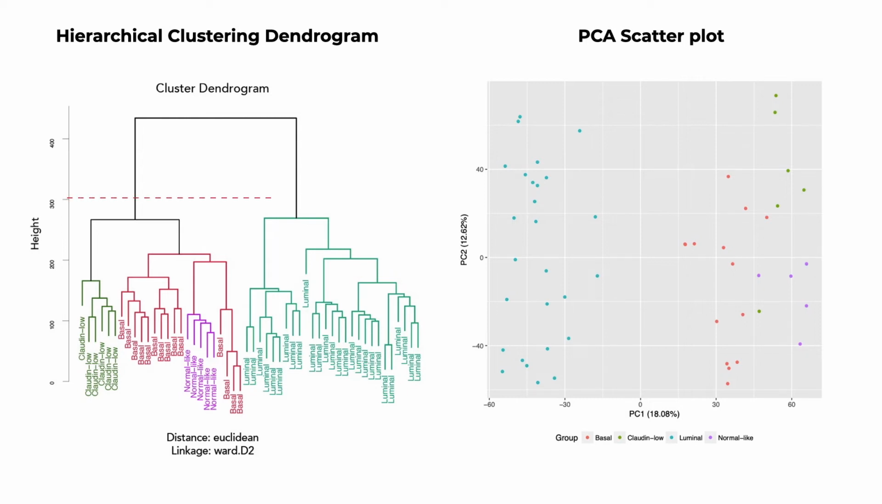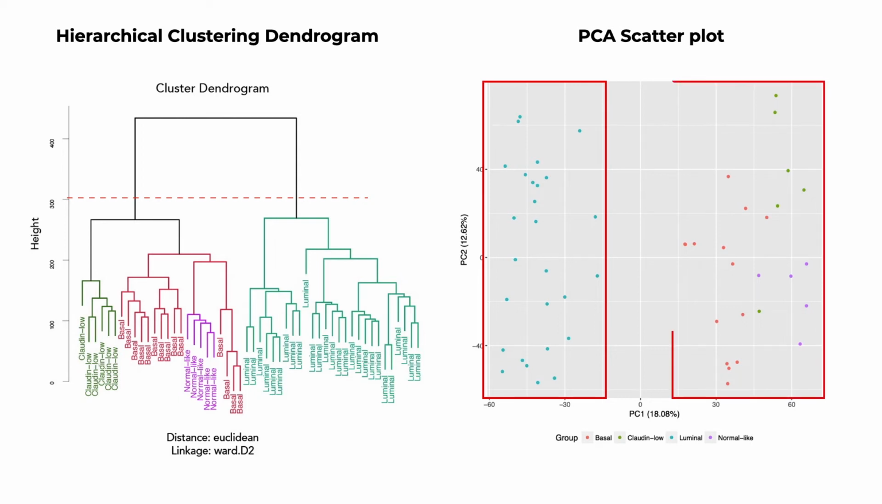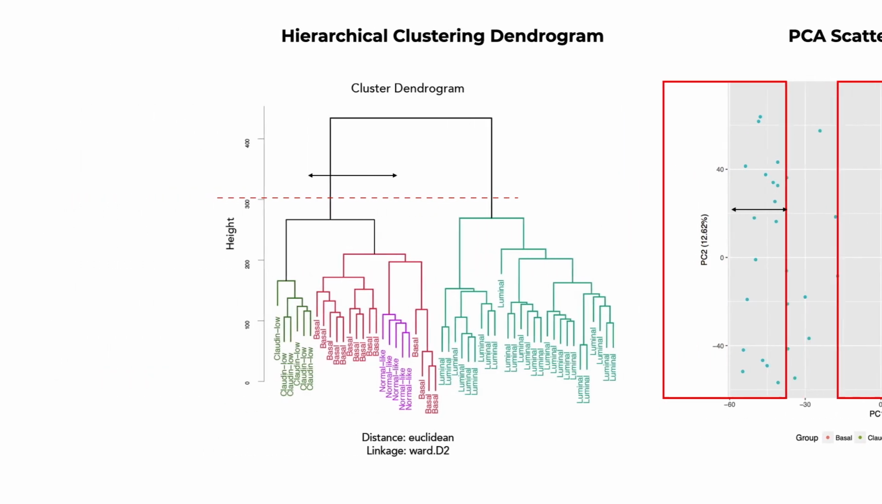And we can see in our PCA scatter plot that we essentially get the same thing, right? Everything is separated between luminal and all the rest. So the most obvious way to use the threshold is to set the threshold to divide everything into two major types. The distance between them is determined by the height, and you can see that the distance in both our PCA plot and the cluster dendrogram could be comparable.